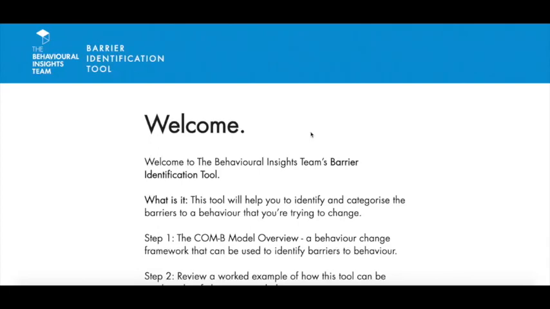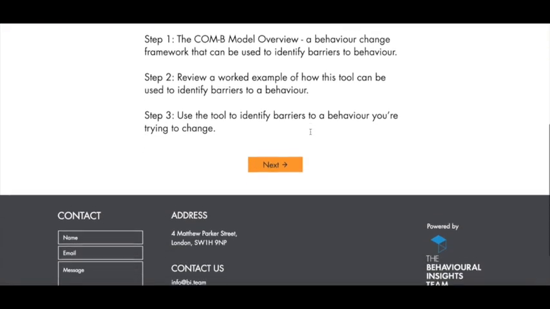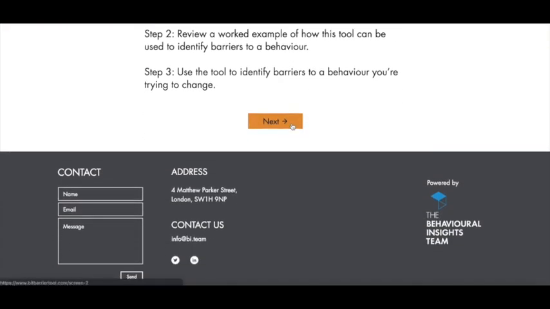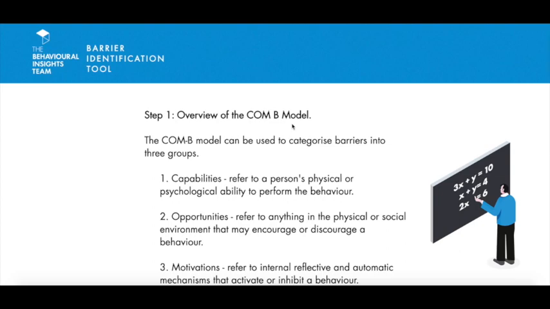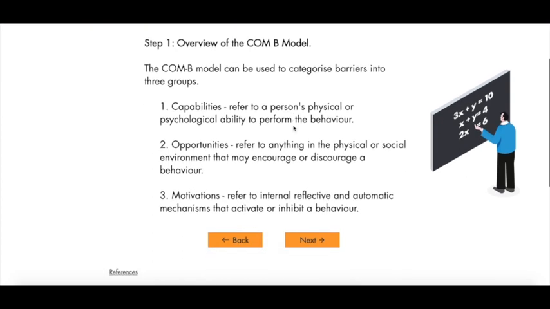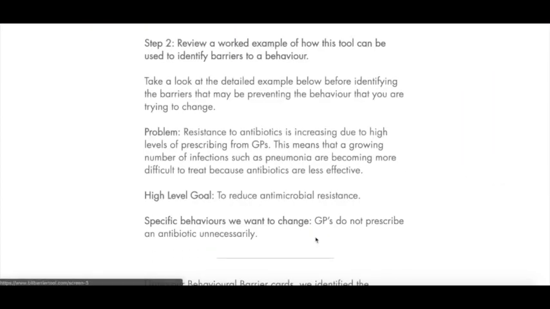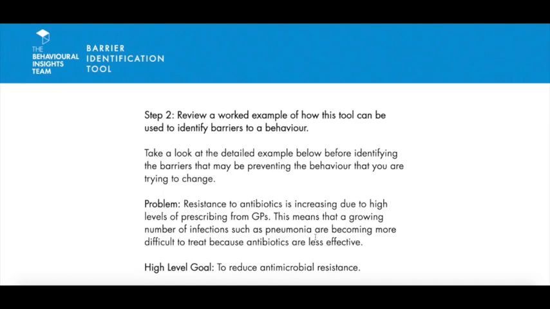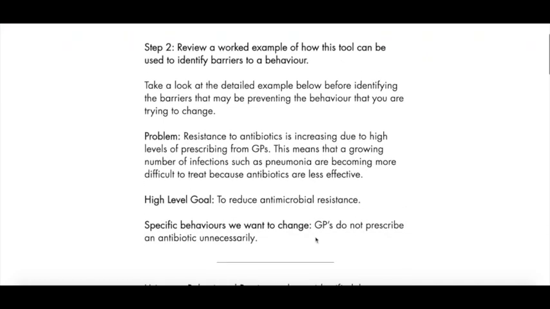BIT's online barrier tool takes users through our newly designed barrier cards and helps the user apply them to their business needs. The cards were designed using the COM-B model, which is a behaviour change framework used to identify barriers to behaviour. On the first page of the site, you're introduced to the tool, the COM-B model, and are taken through a working example of how the barrier cards have been applied to a real-world situation.